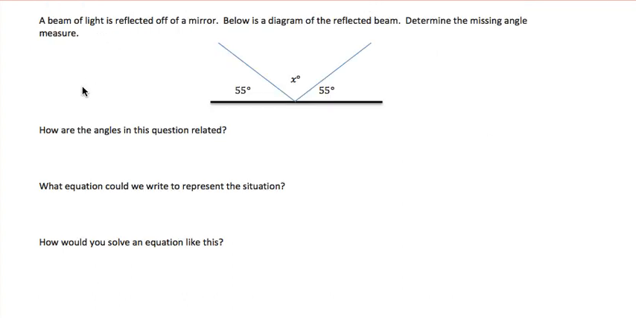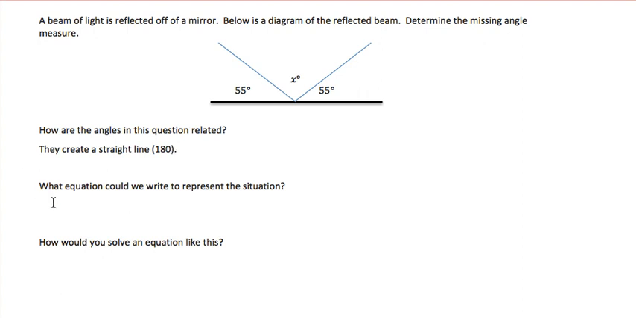In example 3, a beam of light is reflected off of a mirror. This is the diagram of the reflected beam. We need to determine the missing angle measure. Now the angles in this question are related in the fact that they create a straight line. Again, just like we had before. Which remember is 180 degrees.